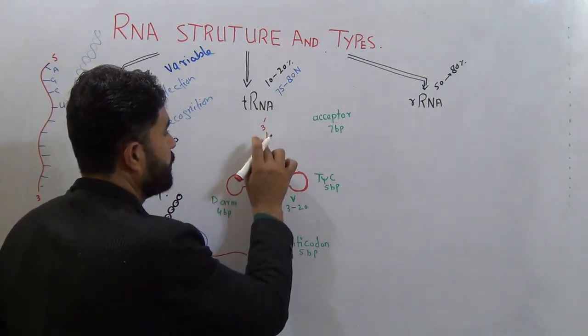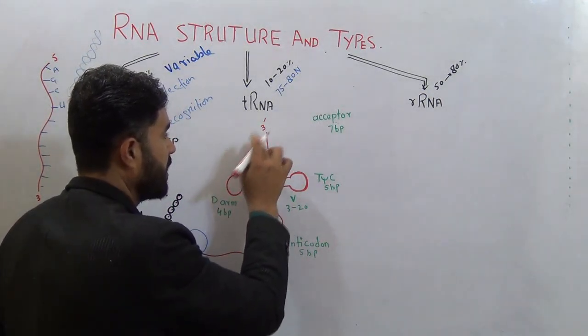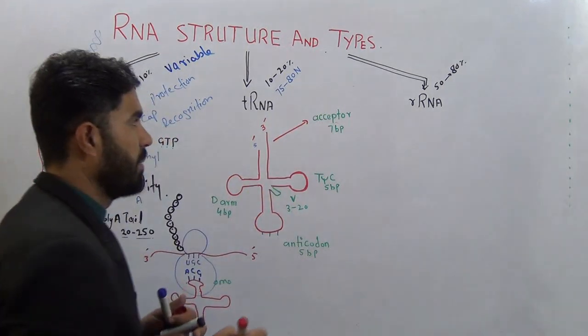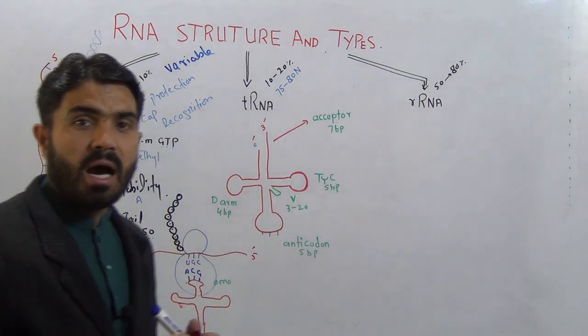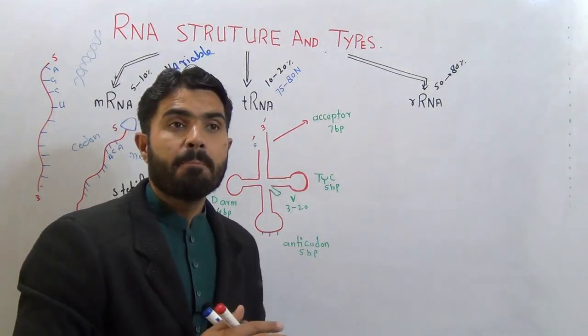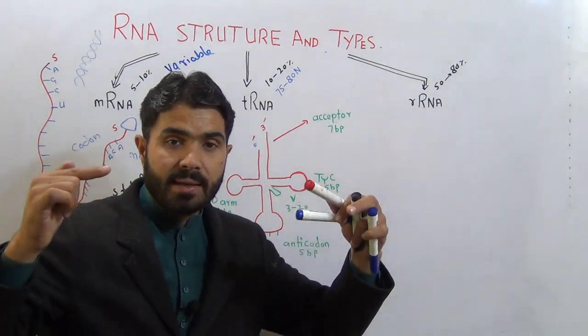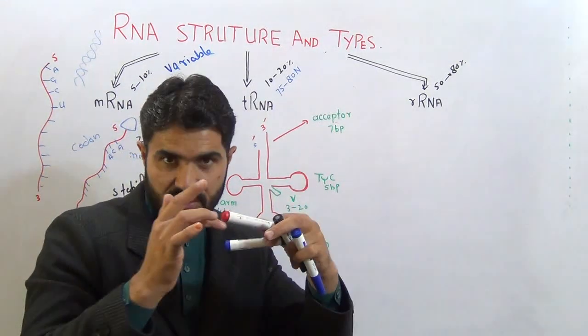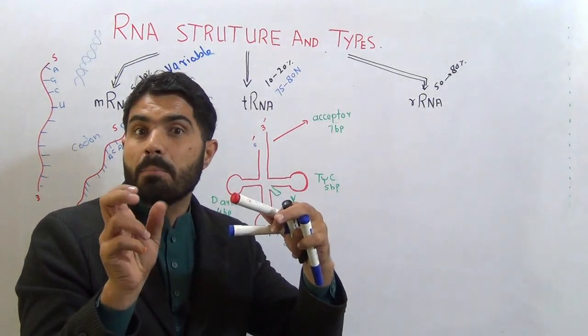Let's start. This first arm, which you see here, 3 and 5 prime, this arm is called the acceptor arm. And in the acceptor arm, how many nucleotides are present? How many base pairs, meaning just like adenine with thymine, or adenine with uracil, guanine with cytosine? This is called pairs.